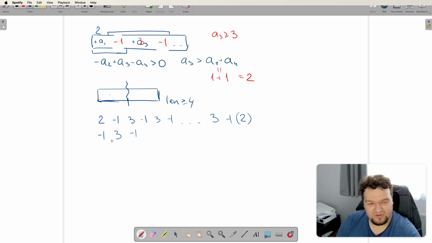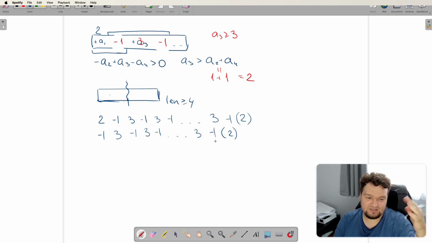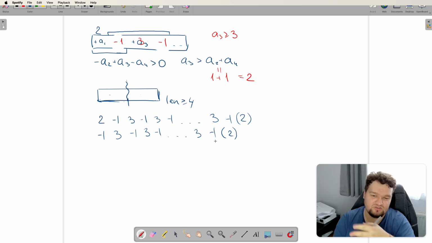But it is better because we're comparing arrays lexicographically, and even though the first positive number is bigger, it is more important to make the first overall number smaller by absolute value. So we want to make it 1, but that can be done only if we start with a negative value. So our array will actually look like this. And then in the end there might be a 2 if the length is even, and if it is odd then it's just -1 3 -1 3, and it will end on -1.